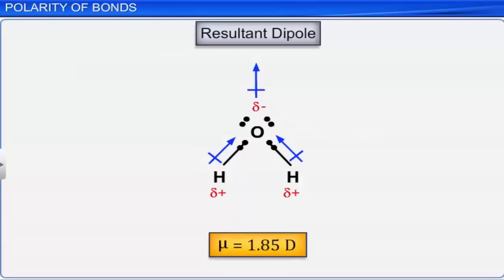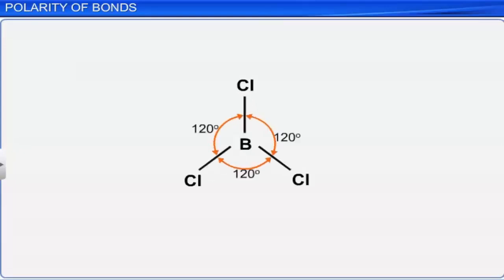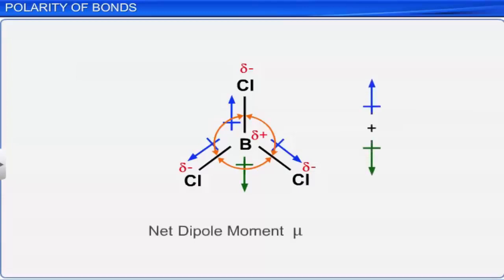Now let us take the example of a boron trichloride molecule. In this molecule, 3 boron-chlorine bonds are present at an angle of 120 degrees to one another. The resultant dipole moment of any two boron-chlorine bonds is equal and opposite to the third boron-chlorine bond dipole, as shown here. Hence, the net dipole moment is equal to 0.